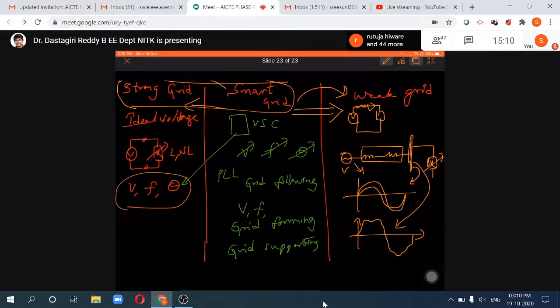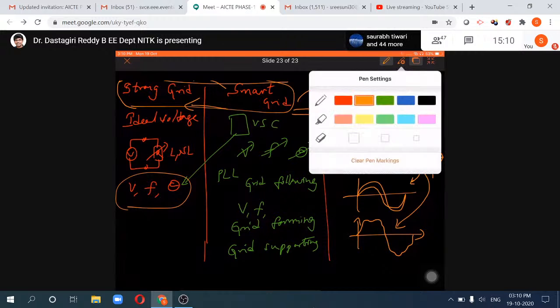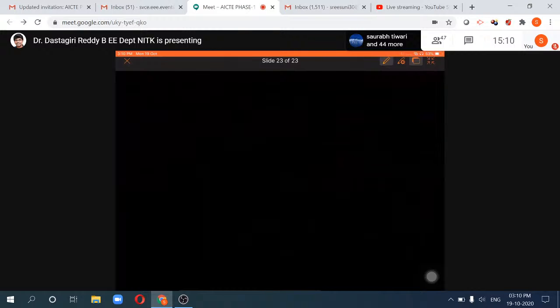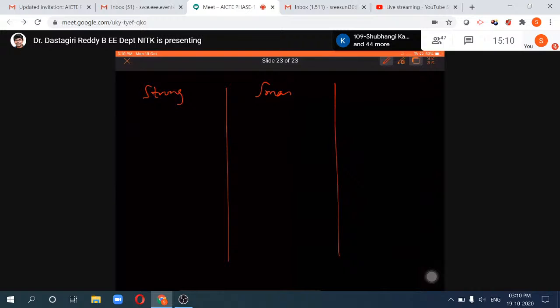In some cases, all three. So let's take that scenario, where all three are available. What happens there? Let me clear this and draw it once again. We are talking about a smart grid, strong grid, and weak grid. We know that in grid following mode, you can rely on the PLL. So you get V, F, theta, and you can make this voltage source converter follow that.